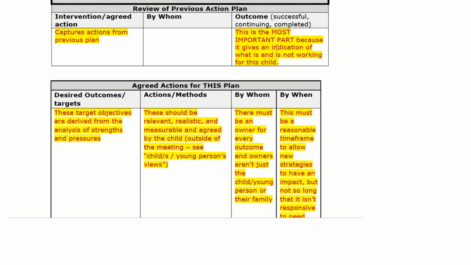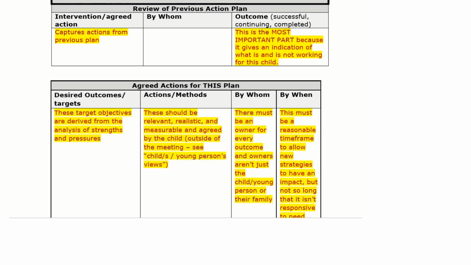So this is the most important part, because it gives an indication of what is working and what is not working for the child. So is it successful? So you can mark it with a big S, a continuing, a big CO, or a completed COM. So is it continuing, successful, or completed? Some things will continue, not because the strategy or the intervention's wrong, it's just because there's an ongoing need for this for the child. And other things should be seen as successful and completed. So, review of the previous actions and then agreeing on what is going to go forward here.